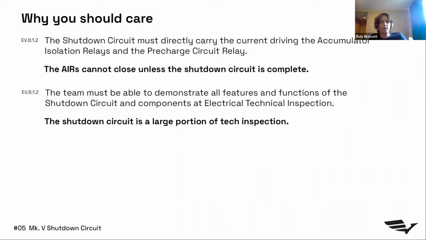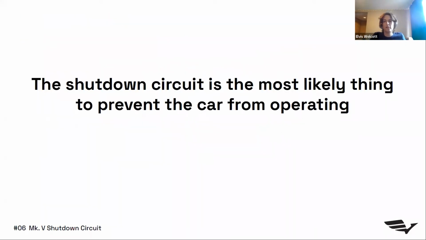And they also say that the team has to be able to demonstrate all of the features and functions of the shutdown circuit during electrical tech inspection, which means that the shutdown circuit ends up being a very large part of E-Tech. And so I think all said and done, the shutdown circuit is the most likely part of the car to prevent it from operating at any given point in time. There's 16 points of failure across the shutdown circuit. And it is one of the most scrutinized areas of the car. So it's a really good area to feel comfortable kind of knowing what's going on.